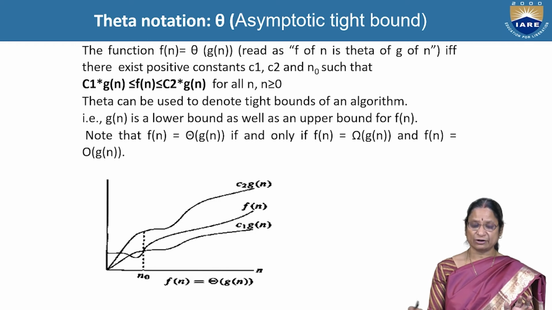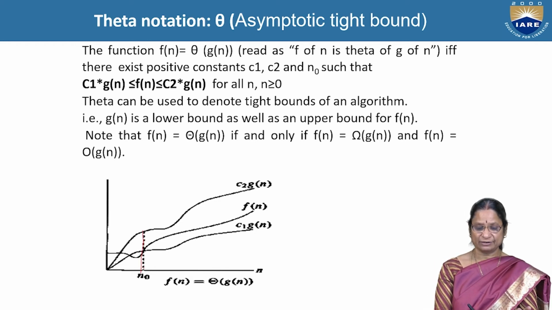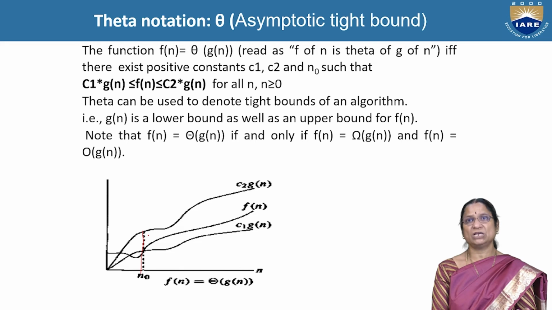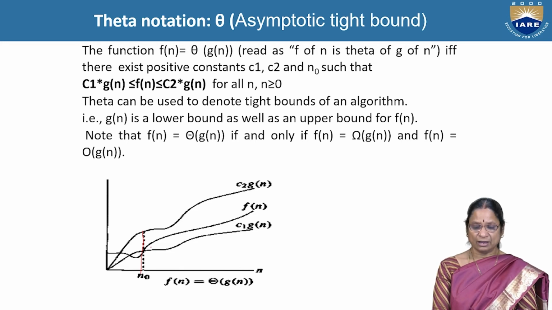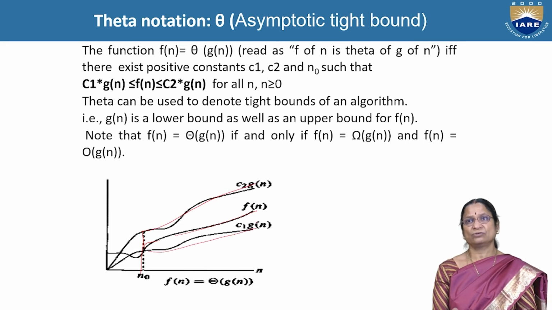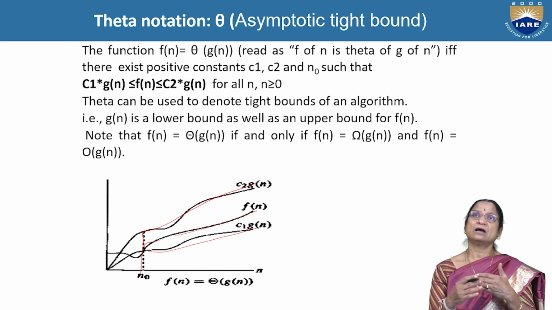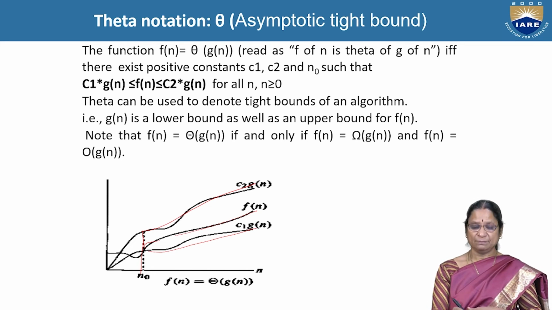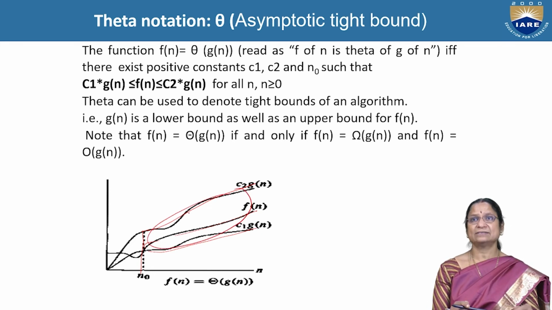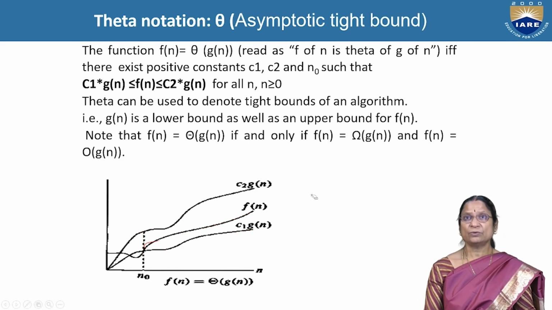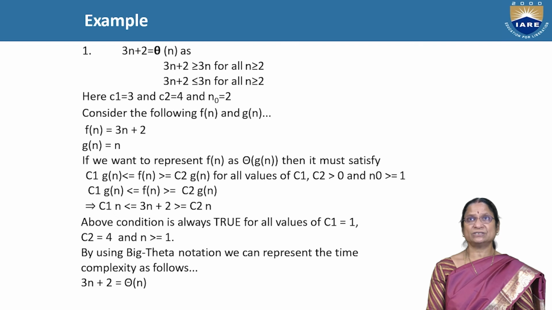You observe here, according to the expression, at some point all of them may be equal. Above that, f of n is going, C2 of g of n is going, and C1 g of n is going also. But in the gap between the upper bound and lower bound, this area will be considered as our tight bound. So, these three are the various notations we are going to use to represent our algorithms.